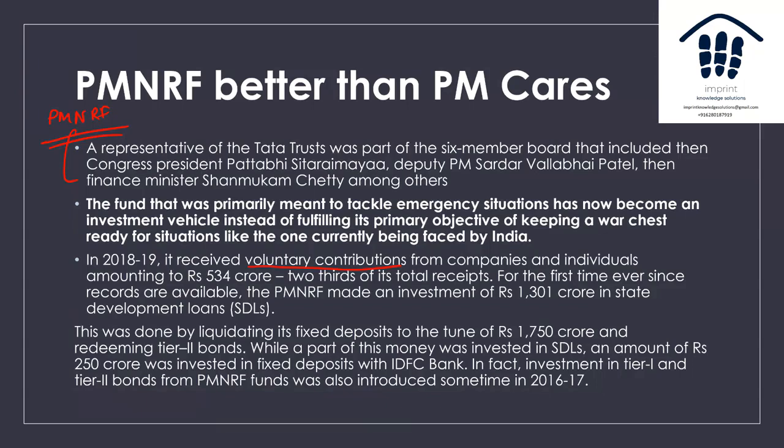The PMNRF made an investment of 1,301 crore in state development loans. This was done by liquidating fixed deposit to the tune of 1,750 crores and redeeming tier 2 bonds. So while a part of this money was invested in SDL, an amount of 250 crores was invested in fixed deposit in IDFC. Right. So, in fact, investment in tier 1 and tier 2 bonds from the PMNRF was introduced sometime back in 2016-17.